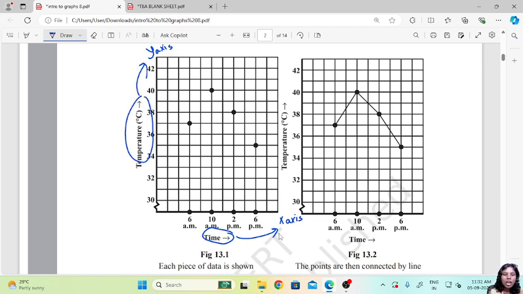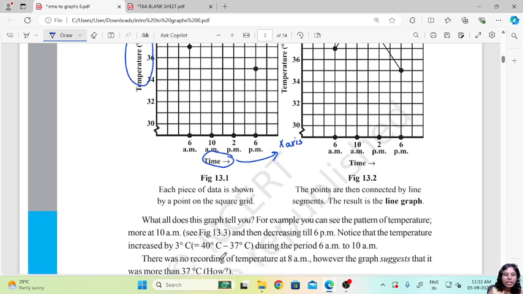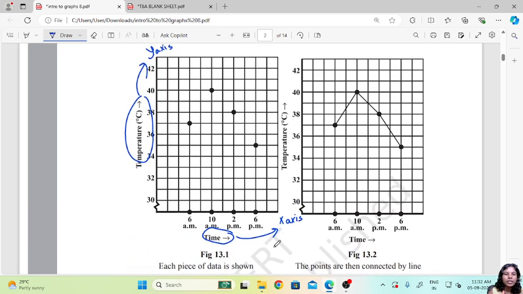Okay, so now each piece of data is shown by a point on the square grid. So basically this is how the graph usually looks. Now in this case what we do is that the corresponding temperature is marked by a given point over here. So now what does this point tell us? So time is 6 am in the morning, and her temperature was 37, sorry.